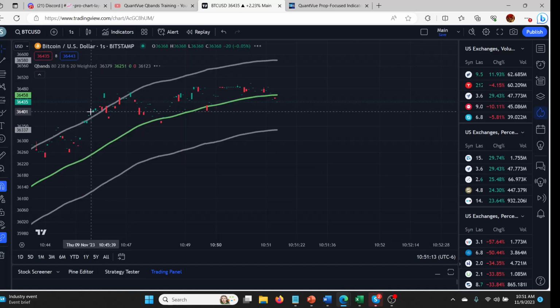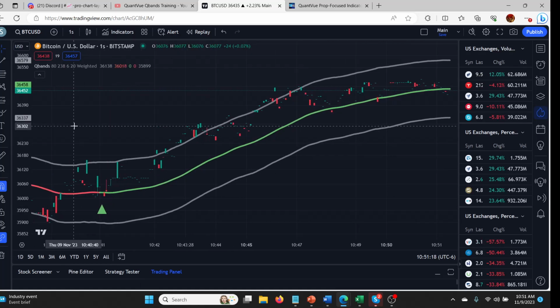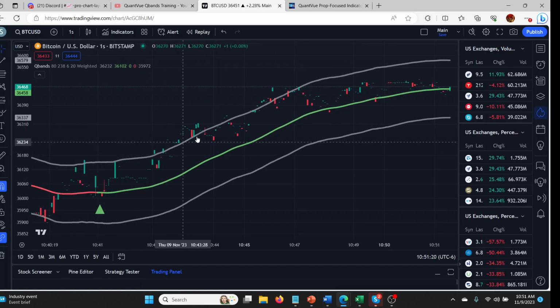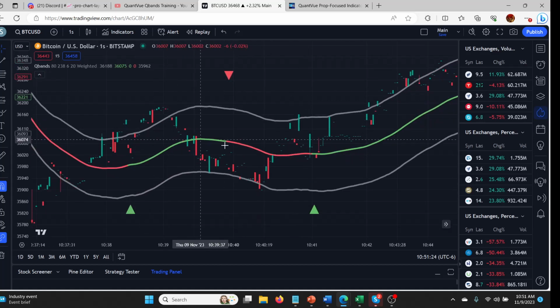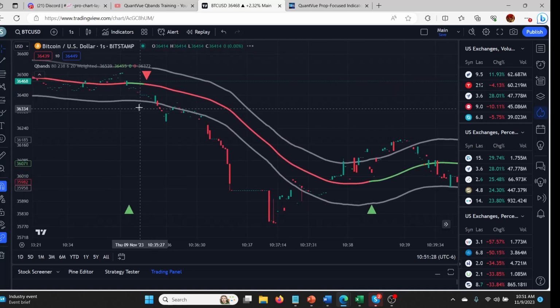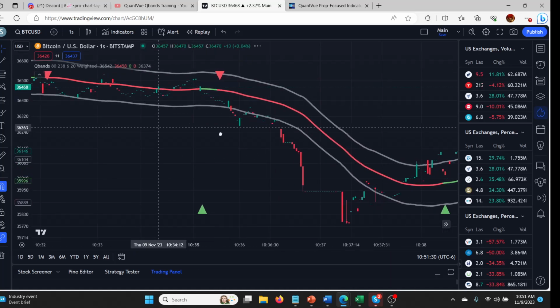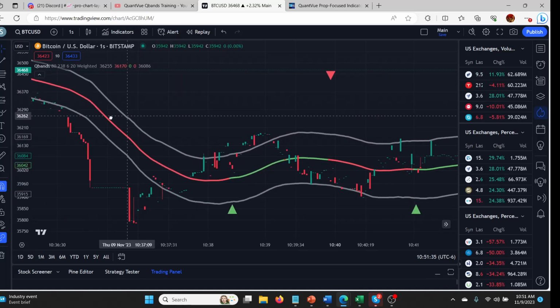See if we do 1 second on Bitcoin. 1 second on Bitcoin, yeah. It's decent, you can follow that. Not so fantastic signals here, probably break even-ish. Really nice sell here, that one. Yeah, so anyway, those are the Qbands.